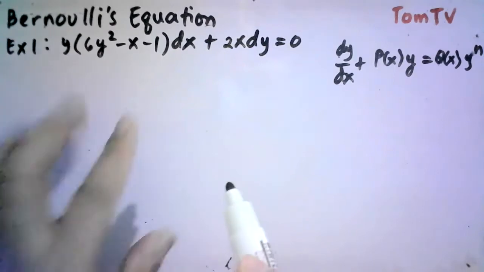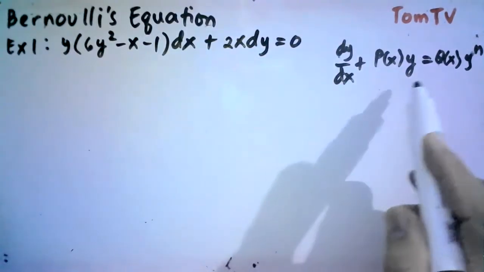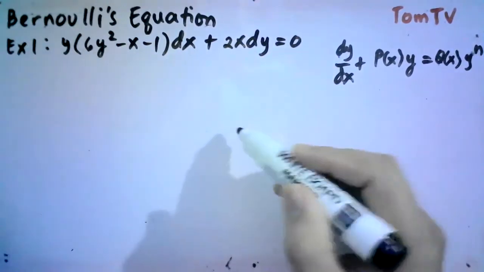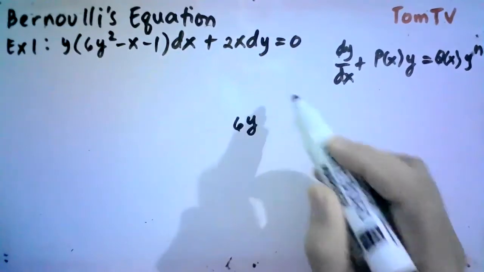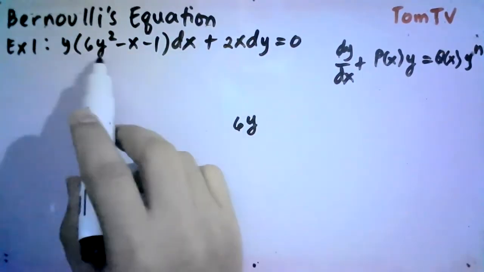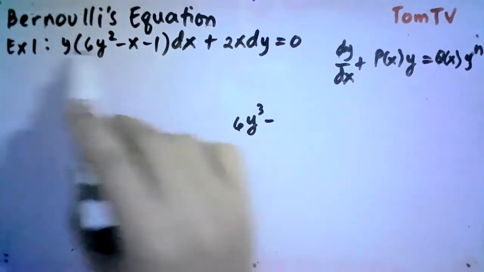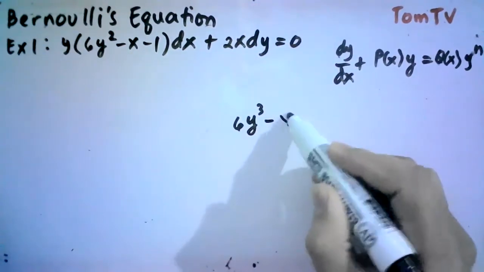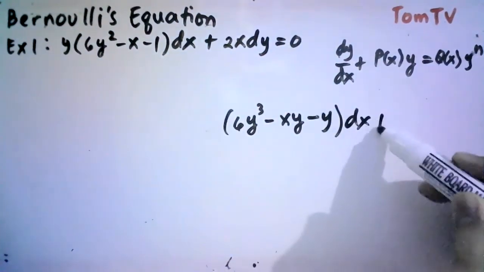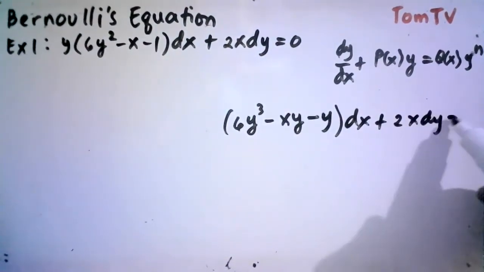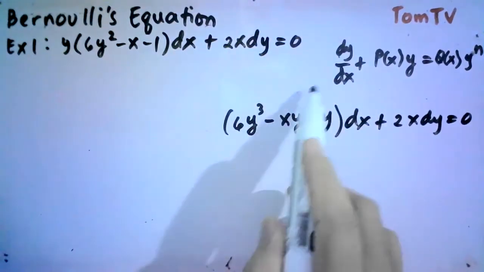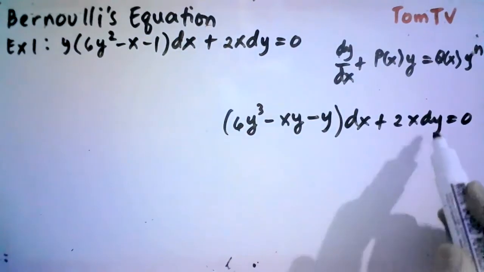Now, we will format this based on the Bernoulli's equation general form. So we will distribute y times 6y squared, which is equivalent to 6y cubed, minus 6y times negative x, that is negative xy, minus y, and then multiplied by dx plus 2x dy is equivalent to 0. Now, since this is simpler, I will make use of dy over dx. Thus, I will transfer dx as the denominator of dy.